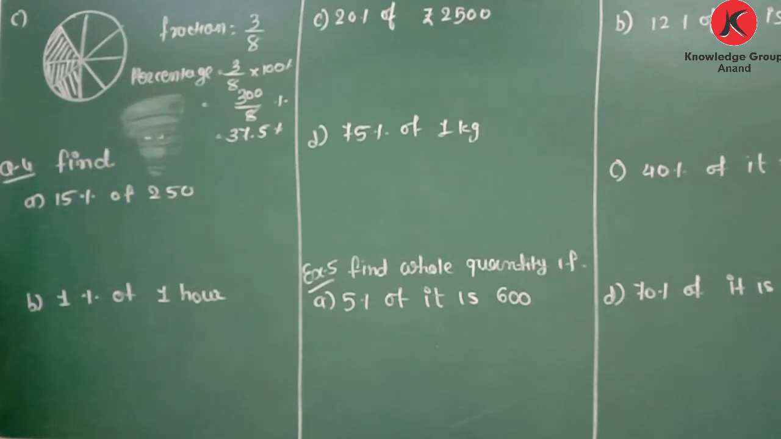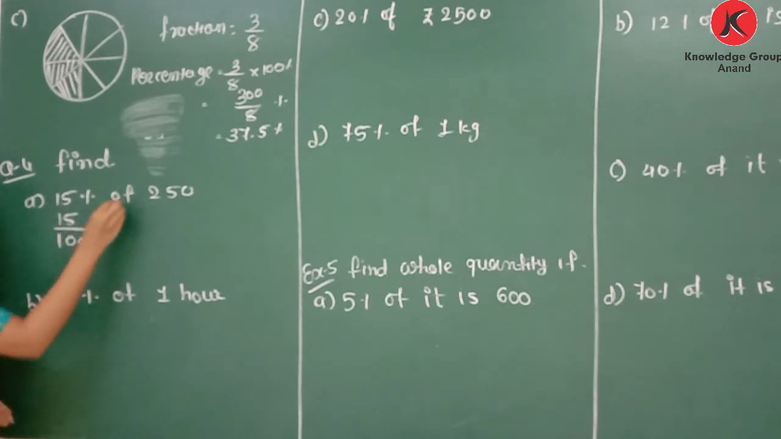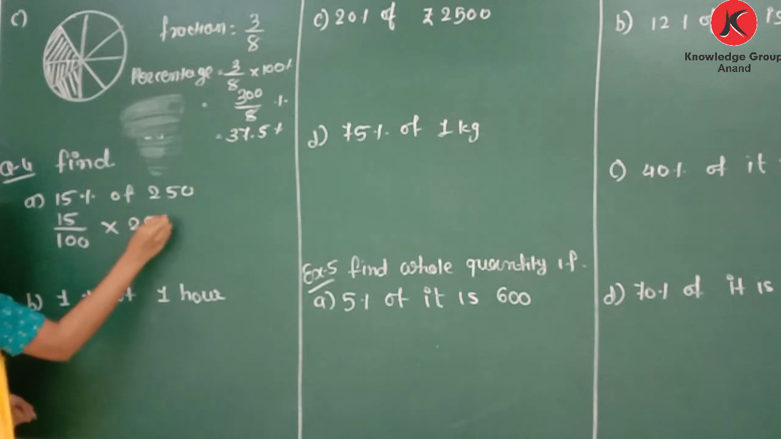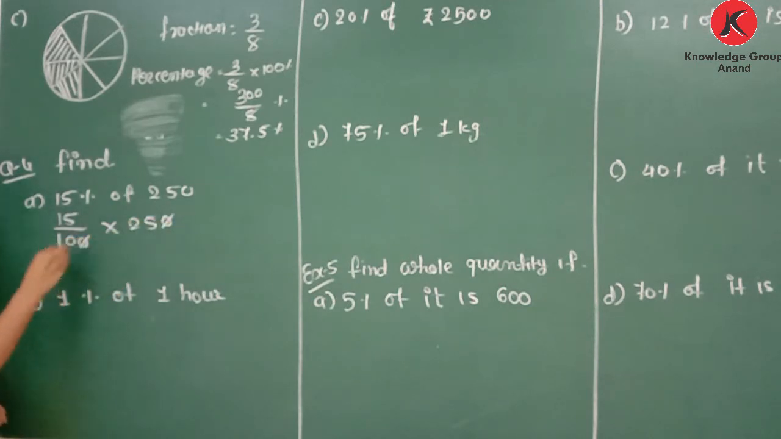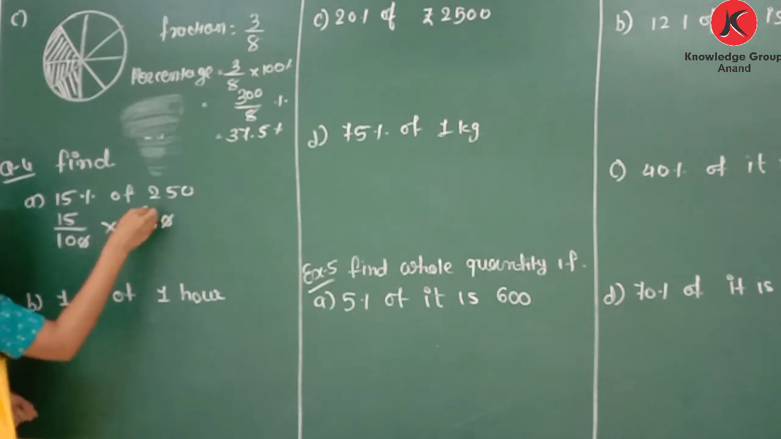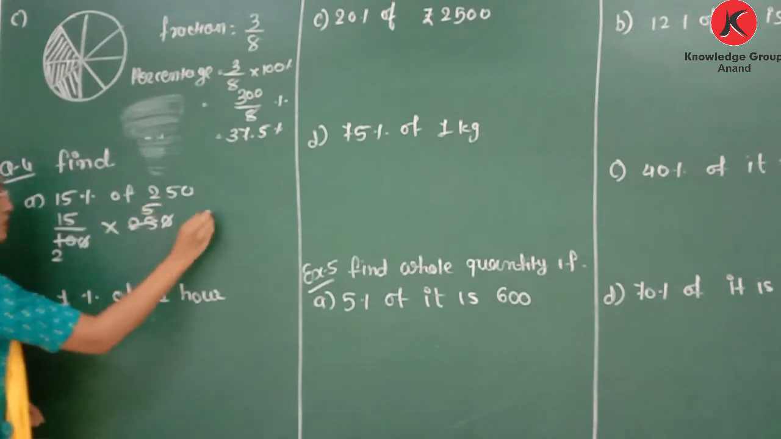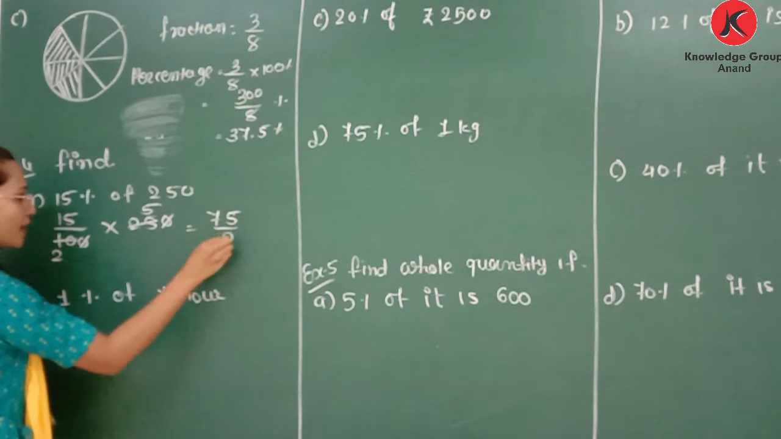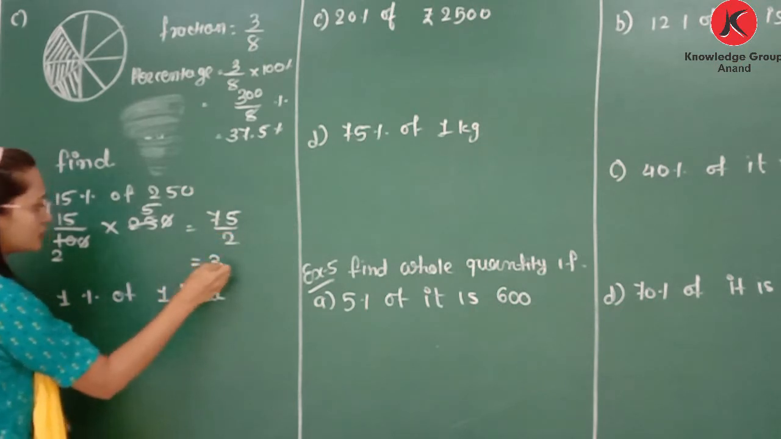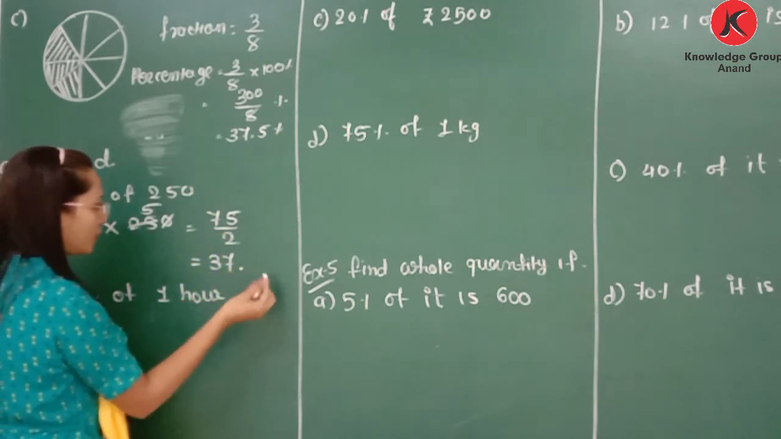Now next one, question number 4. Find 15% of 250. We already saw this kind of example. So 15% of 250 can be found by 15 by 100, and 'of' means multiplication, 250. 0 cancel. 5 5s are 25. 5 2s are 10. 15 5s are 75 by 2. So it can be represented as 37.5.